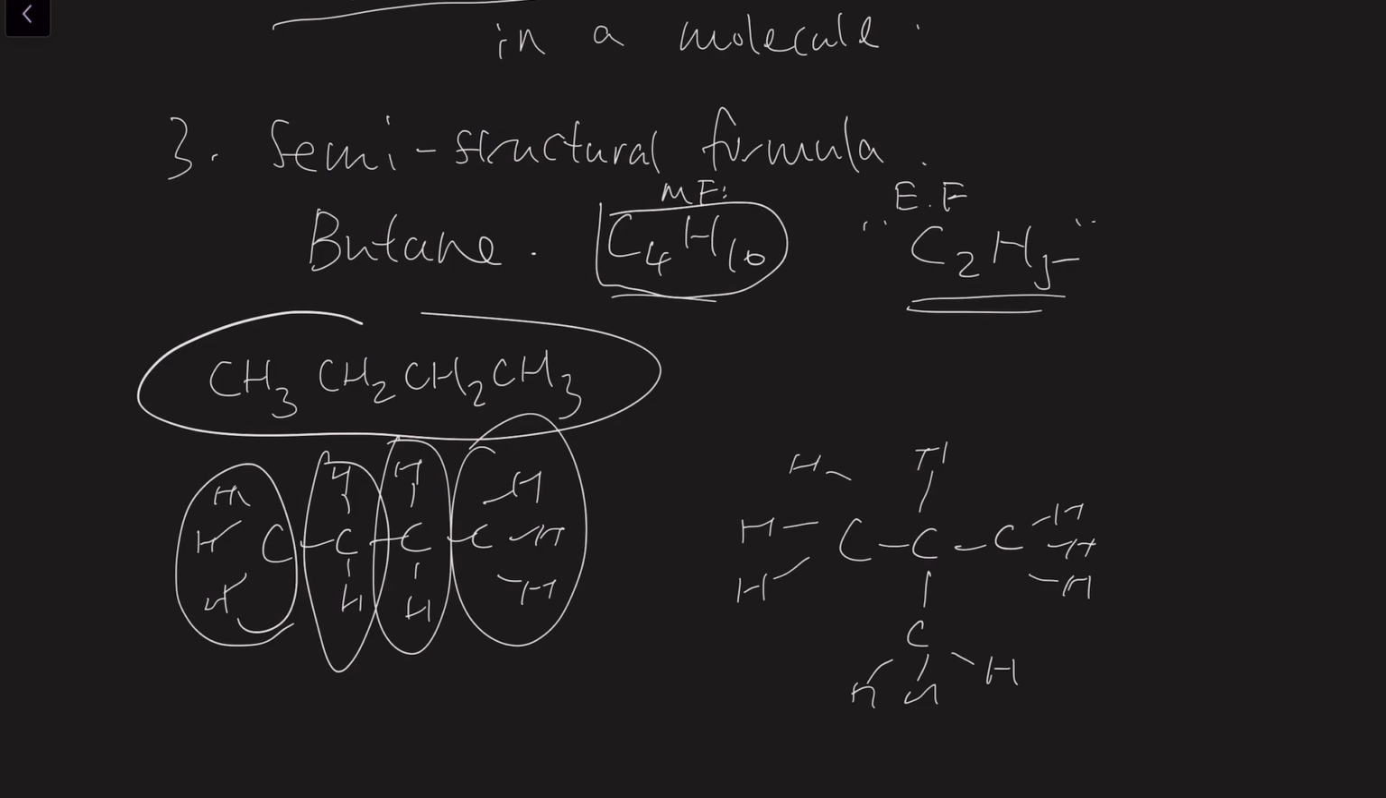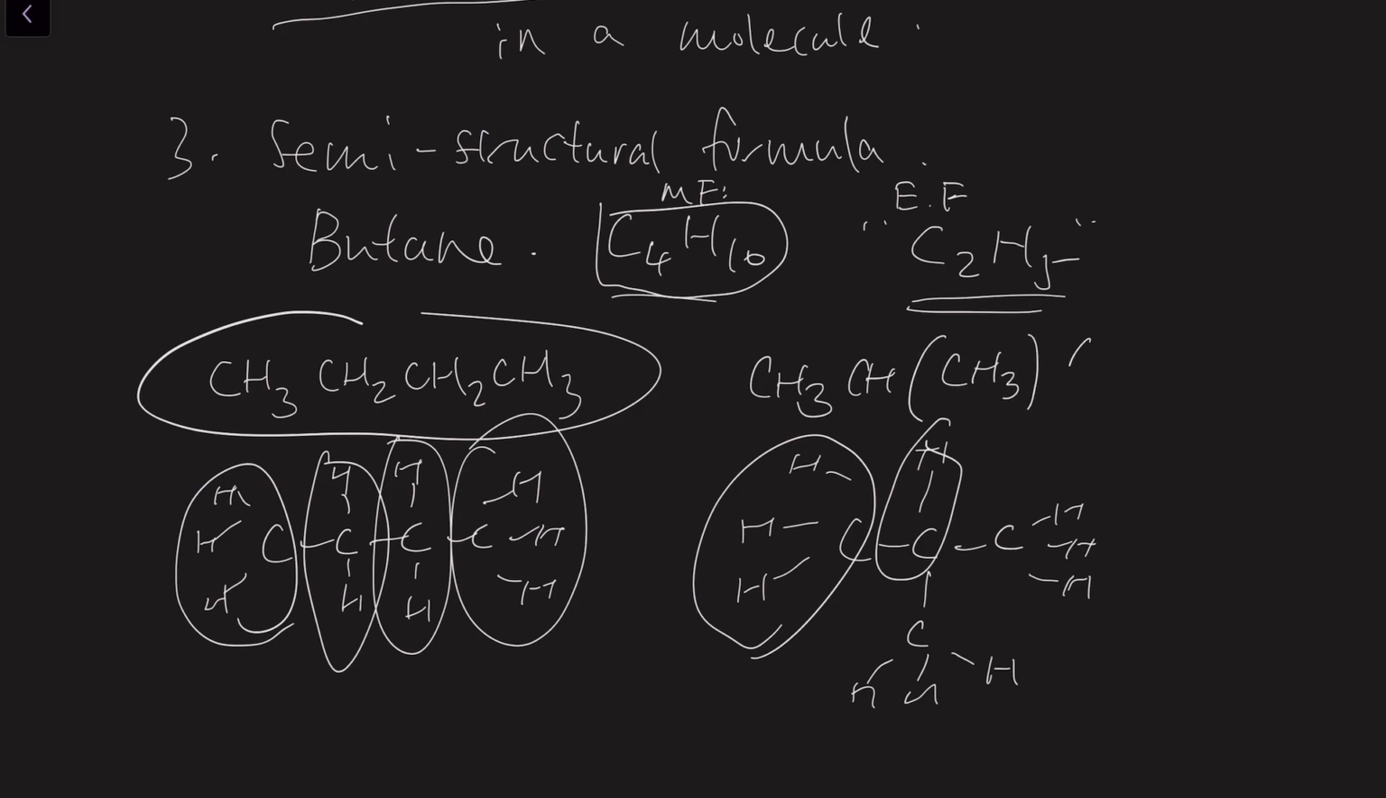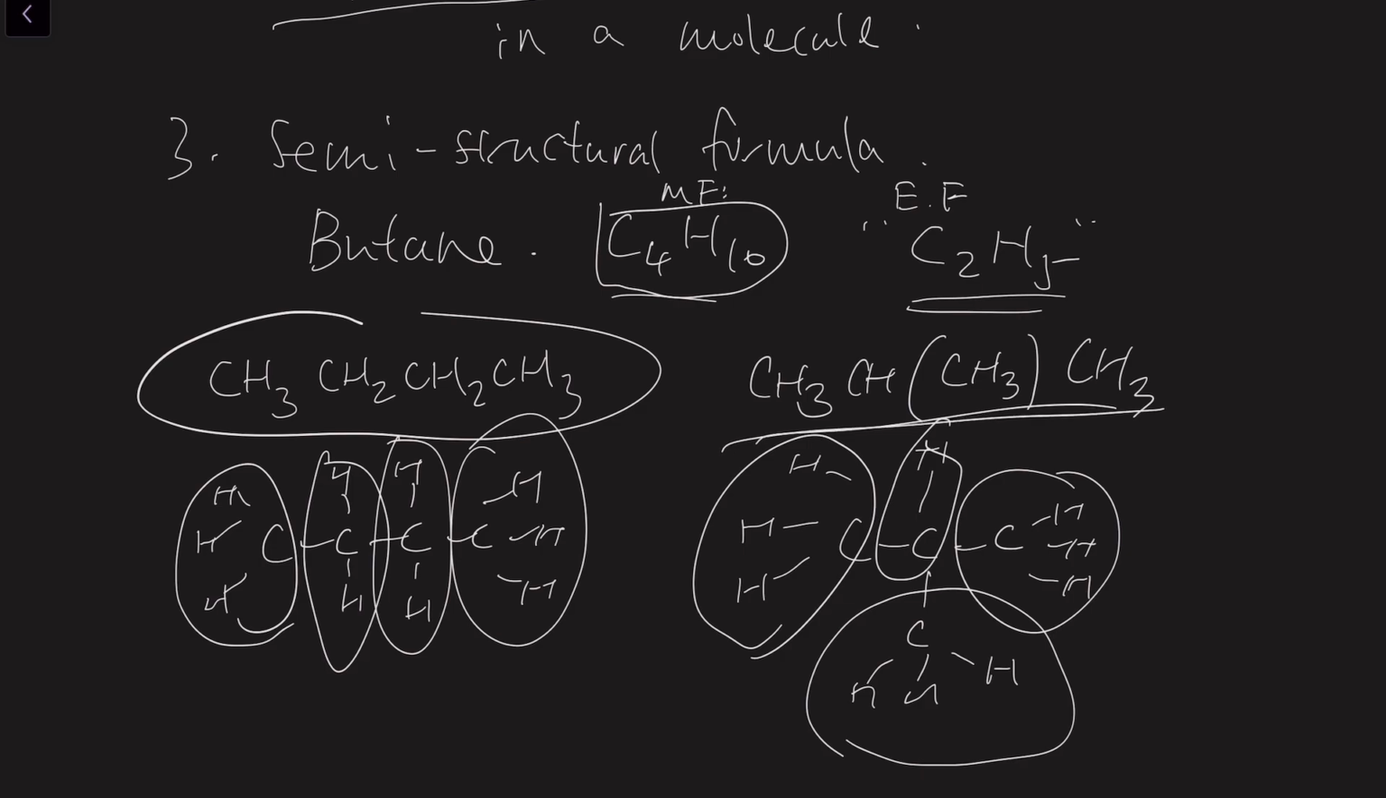But they actually have different semi-structural formula. For this one, it's CH3, CH, with a bracket CH3, and then CH3. So this part, the branched out part, has a bracket. And whenever you see something like this, you can immediately draw out the full structure. So that's why it's called semi-structural formula. So it helps you to draw the structure without actually drawing it. But if you look at the molecular formula alone, you really can't tell which structure or which isomer you are referring to.